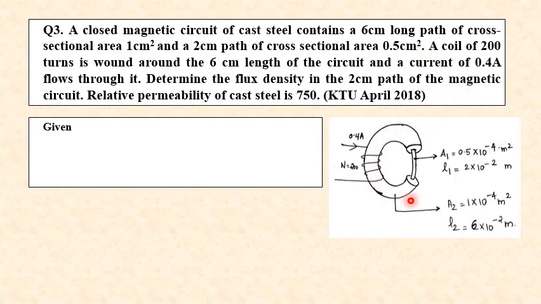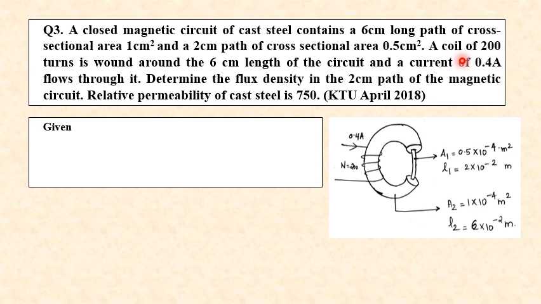A closed circuit with two parts and having different length and different area of cross section. So I'm denoting part 1 as the one which is having a length L1 of 2 into 10 raised to minus 2 meter and an area of cross section 0.5 into 10 raised to minus 4 meter square. And the second part is having a length L2 equal to 6 into 10 raised to minus 2 meter and an area of cross section 1 into 10 raised to minus 4 meter square.